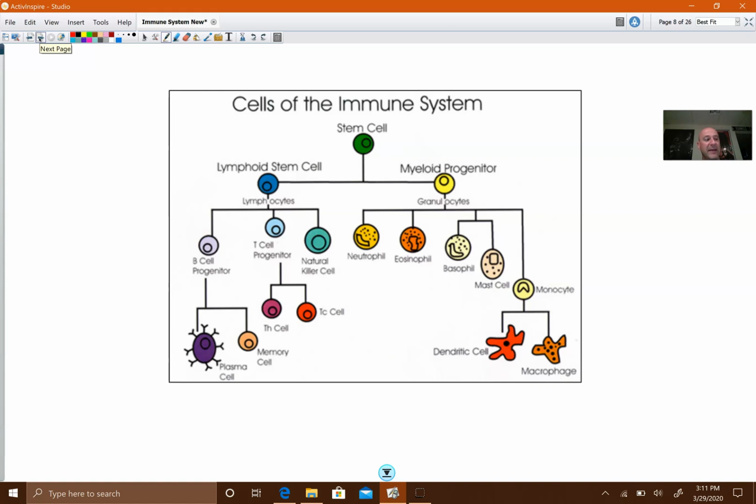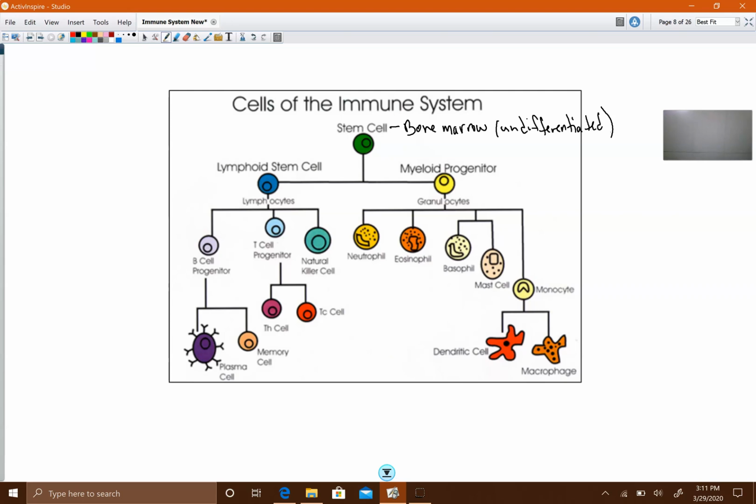On page 2 of your packet, you have a family tree chart of the cells of the immune system. And the cells of the immune system pretty much all start in the bone marrow, where your stem cells are. These are undifferentiated. They don't have a job yet, and they earn their job based on quite a few factors.